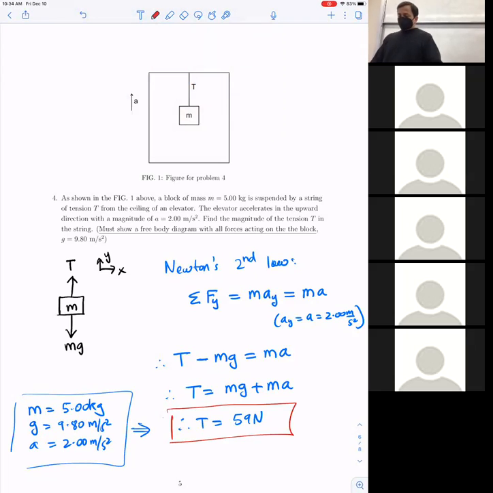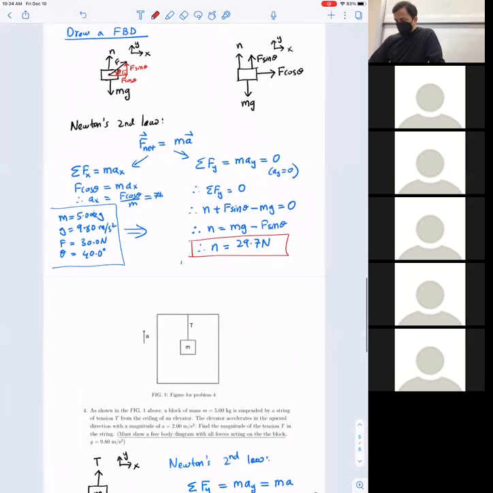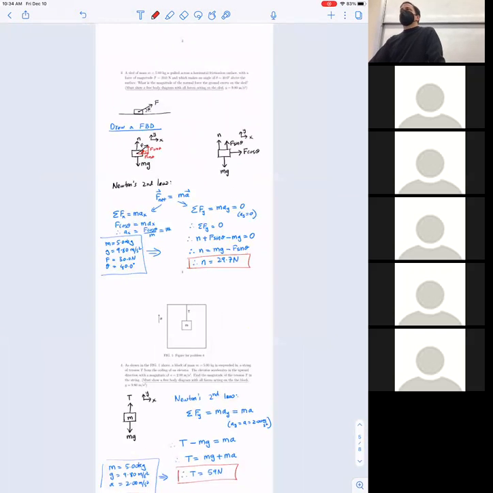Notice another thing I want to point out: in these two problems, I have used exactly the same concepts. I have drawn a free body diagram, used Newton's second law, solved for the normal force, solved for the tension.